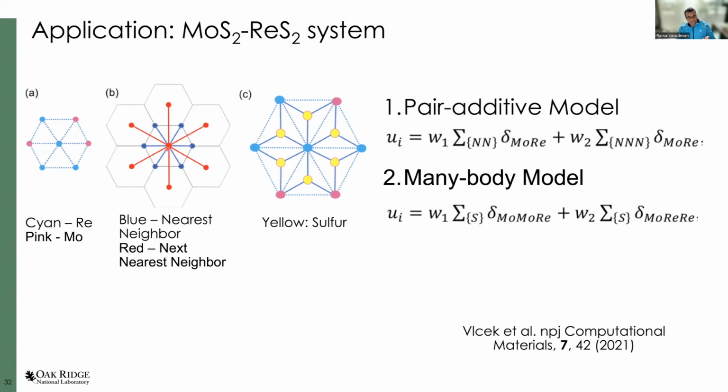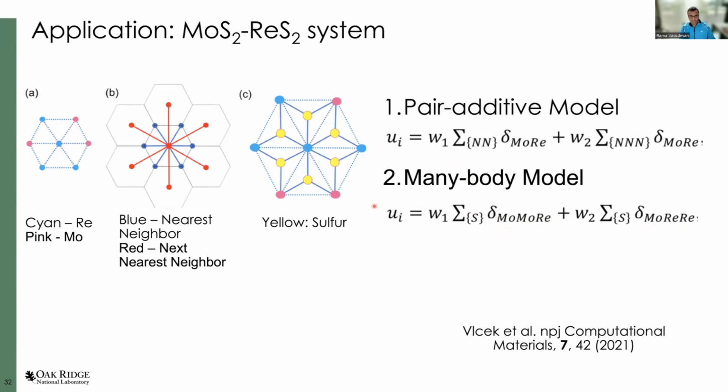We can choose very simplistic models where we only consider the nearest neighbors, or we can consider more complicated models, such as many-body models, where we're looking at interactions between triplets, for example, in this case, molybdenum-rhenium triplets, right? And so we have interactions between those. But the point is that we can enumerate through multiple different kinds of models that could explain what we are actually observing.